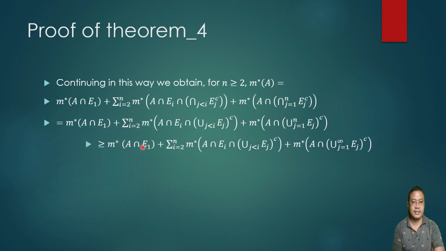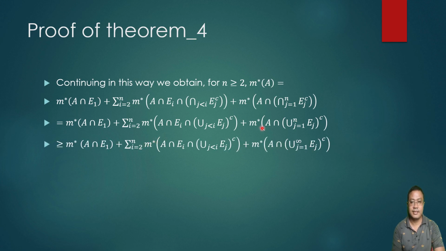Alright, so then what happened? This is union j running from 1 to n, and this is union j running from 1 to infinity. So this one will be a subset of this one, but if you take complement, this one will be a subset of all of this one. Alright, so without complement, this one is a superset of this one. If you take complement, this one will be a subset of this one.